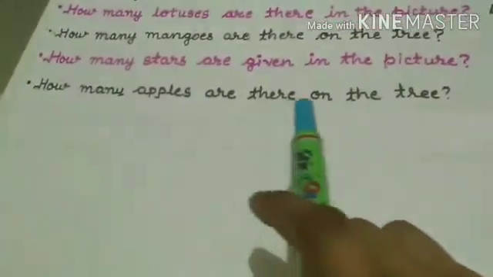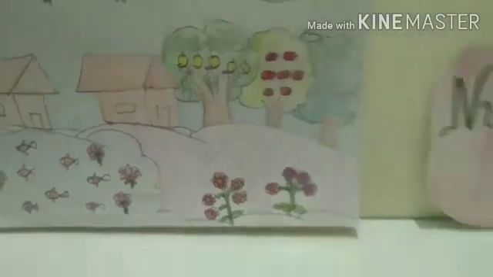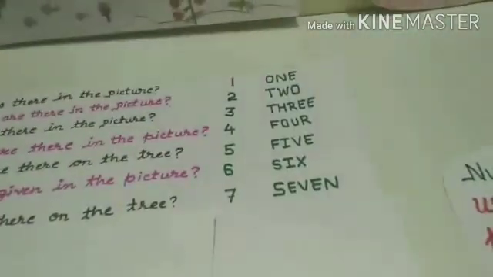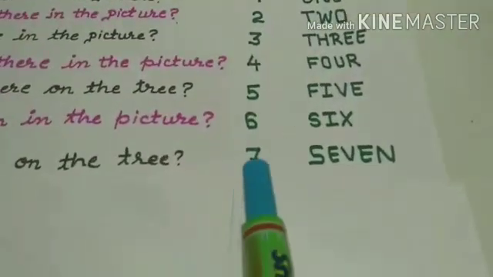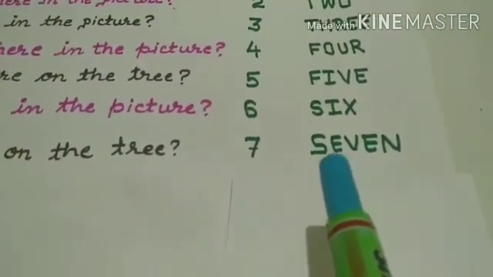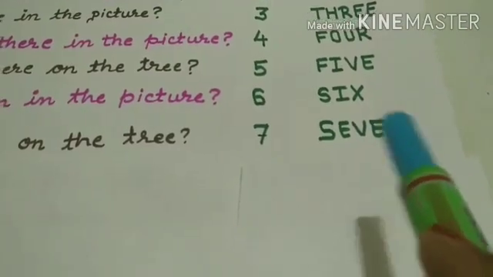How many apples are there on the tree? Let's count with me. 1, 2, 3, 4, 5, 6, 7. So you can write like this, 7. And what is the spelling of 7? S-E-V-E-N, 7.